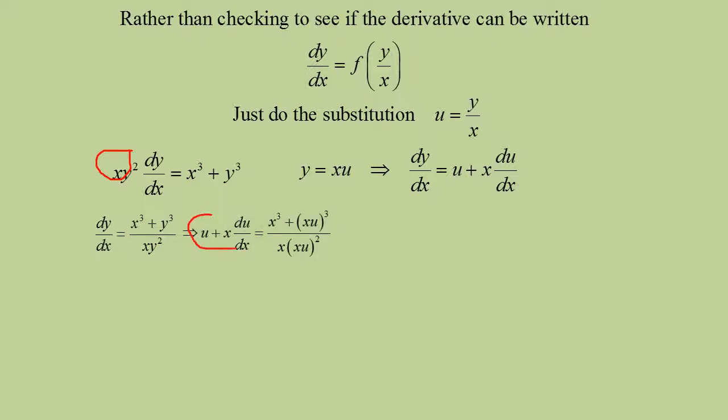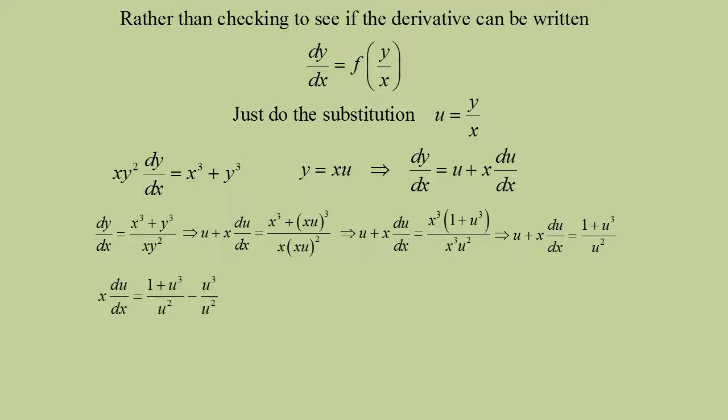Here's the dy dx from right here, and here is the y from right here. So we do those substitutions, perform some of the algebra, and then try to solve. Well, let's finish with some algebra. And notice that we have a separable equation.